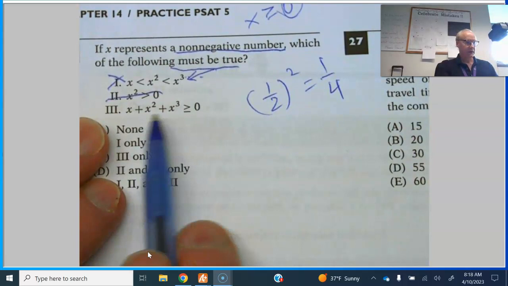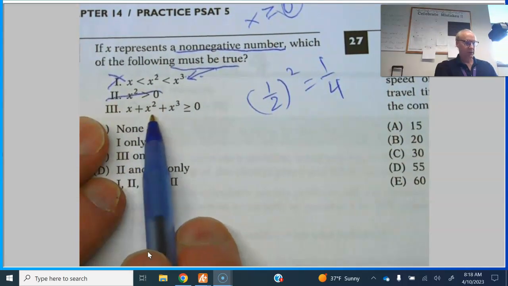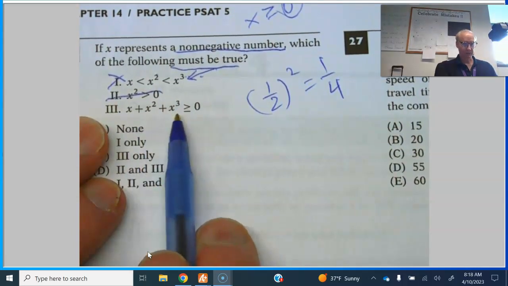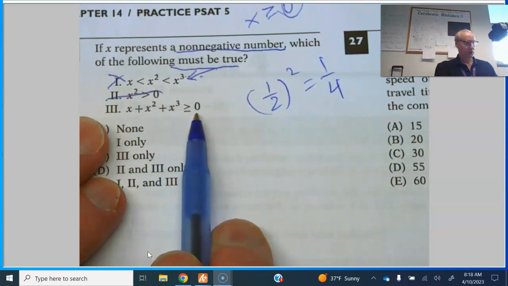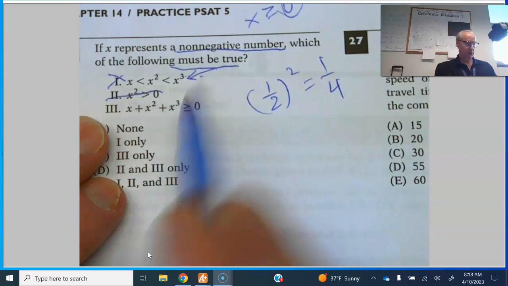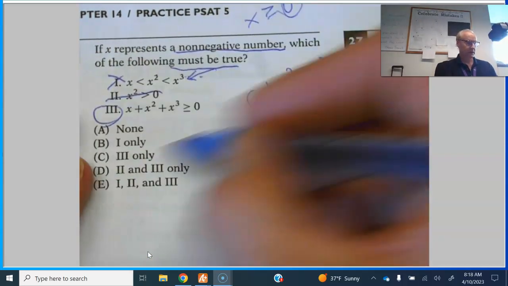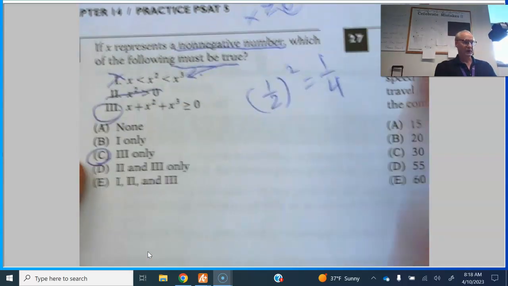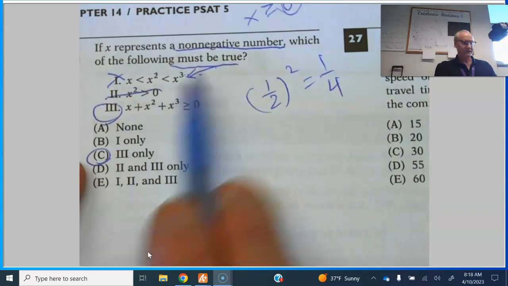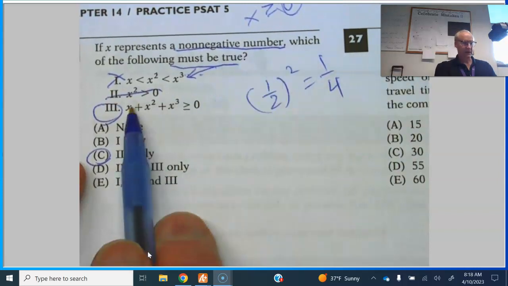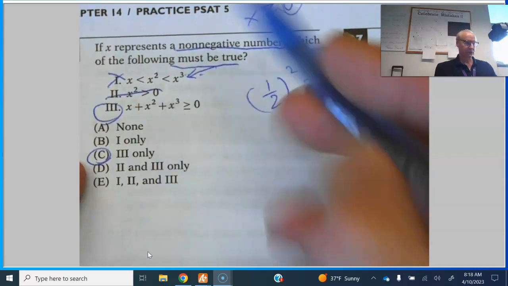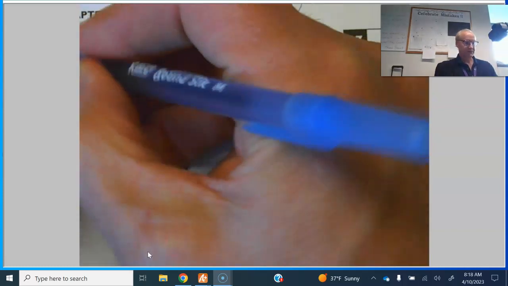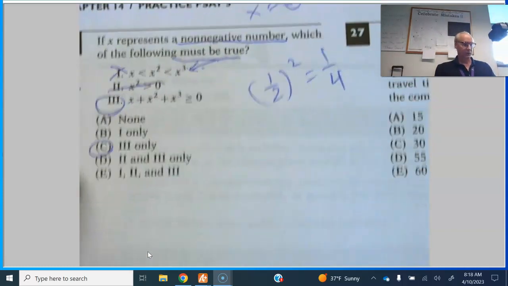This last one, x plus x squared plus x cubed has to be greater than or equal to 0, which is true. Absolutely. 3 must be true because it says it's non-negative, so it can't be negative, can't be negative, can't be negative, could be 0, but that has an equal sign on it, so 3 is possible, and it must be true. I'm going to go with that one.